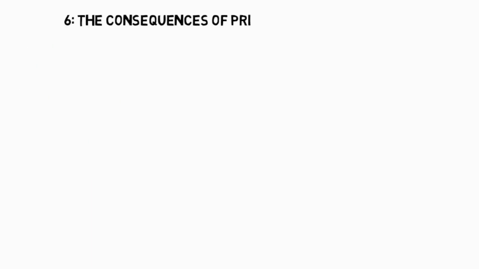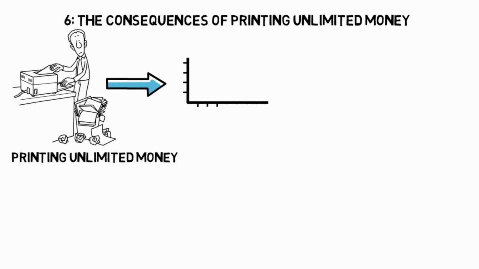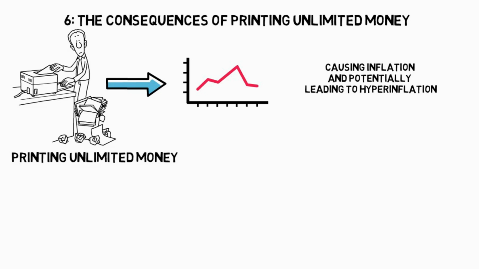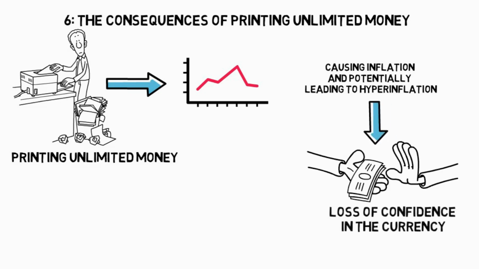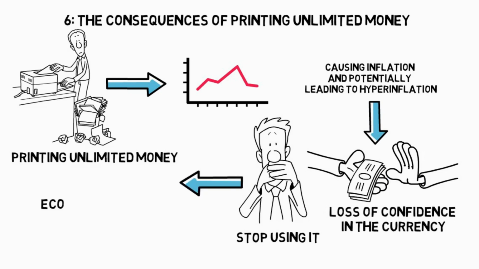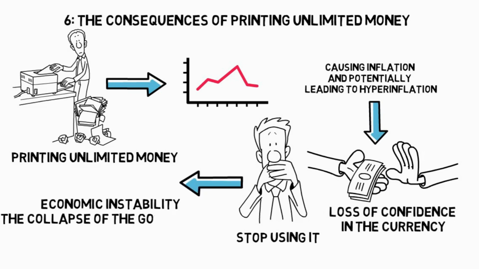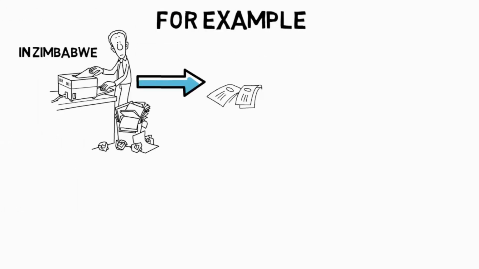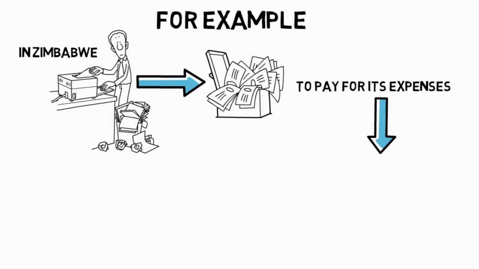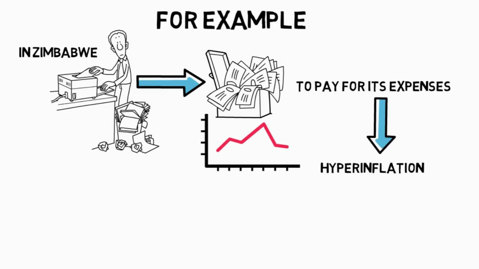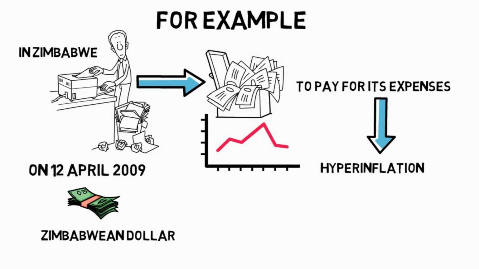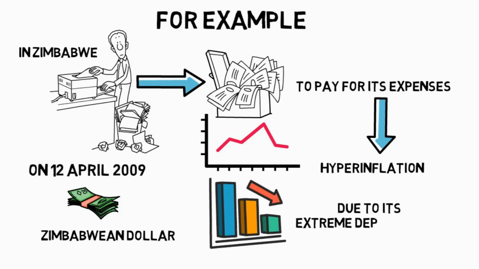The consequences of printing unlimited money. Printing unlimited money can have severe consequences for an economy. In addition to causing inflation and potentially leading to hyperinflation, it can also lead to a loss of confidence in the currency, which can cause people to stop using it. This can result in economic instability and can even lead to the collapse of the government. For example, in Zimbabwe, the government printed an excessive amount of money to pay for its expenses, which led to hyperinflation and a collapse of the economy. On 12 April 2009, the Zimbabwean dollar was officially abandoned as the country's currency due to its extreme depreciation.